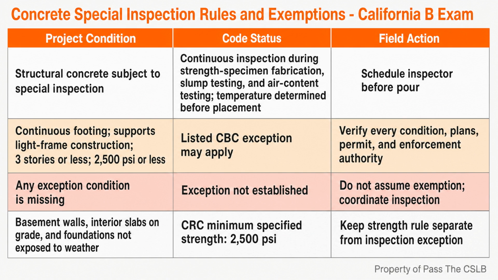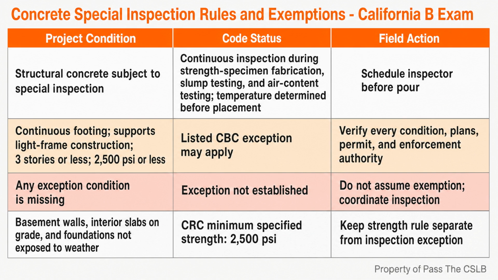One California Building Code exception covers continuous footings supporting light frame construction not more than 3 stories, when the specified concrete strength is no more than 2,500 pounds per square inch. That exception should not be stretched into a slogan that residential concrete never needs special inspection. It is a defined condition, not a blanket residential pass. The plans, permit requirements, local enforcement, structural design, and the exact code exception still control.